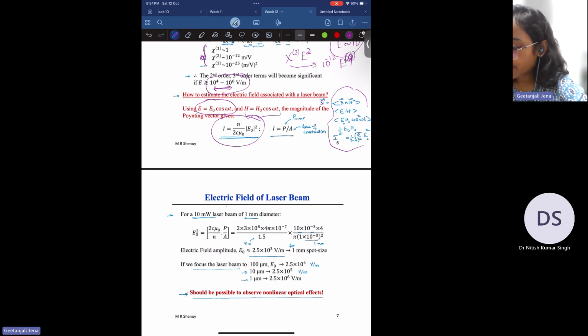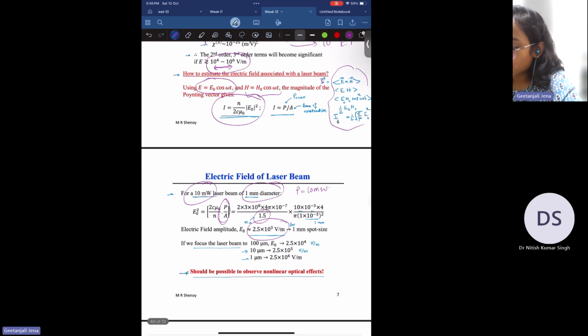So let us say we have a 10 milliwatt laser beam, that is, power is given, it is 10 milliwatt, and a beam of diameter 1 millimeter. So we have the P by A value here. If you put the values of mu 0, c and n, where n we have taken as 1.5, E0 will come around 2.5 into 10 to the power 3 volt per meter for a 1 millimeter spot size.